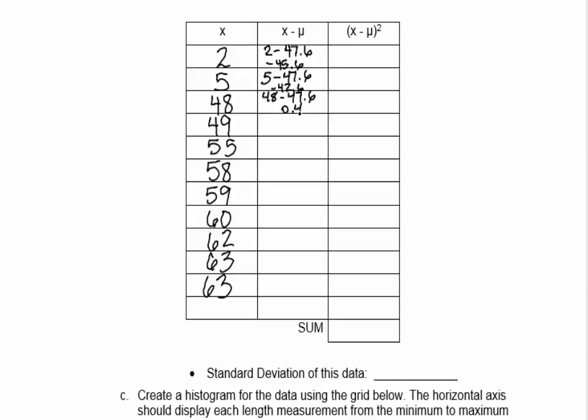Okay? So you're taking this data point, subtracting the mean. Then once you have those answers, you're going to take that answer and square it. So negative 45.6 and square it.